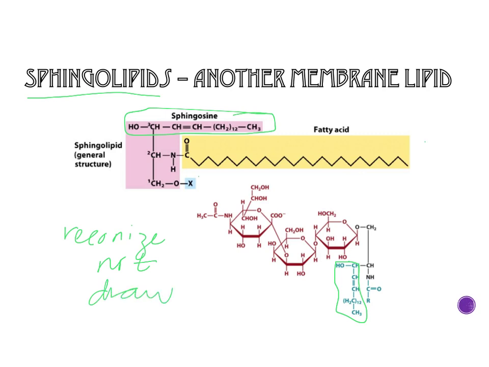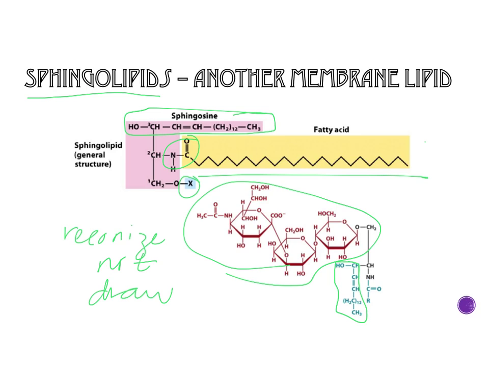They have a fatty acid chain, but it's attached to an amide instead of an ester. And then this X could be anything, and I just wanted to give you an example of a membrane lipid that's attached to sugars, because we call these glycolipids. Okay, these are all sugars.